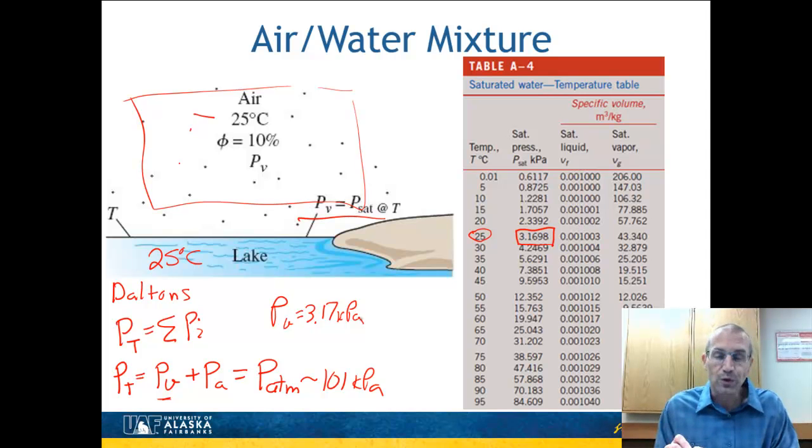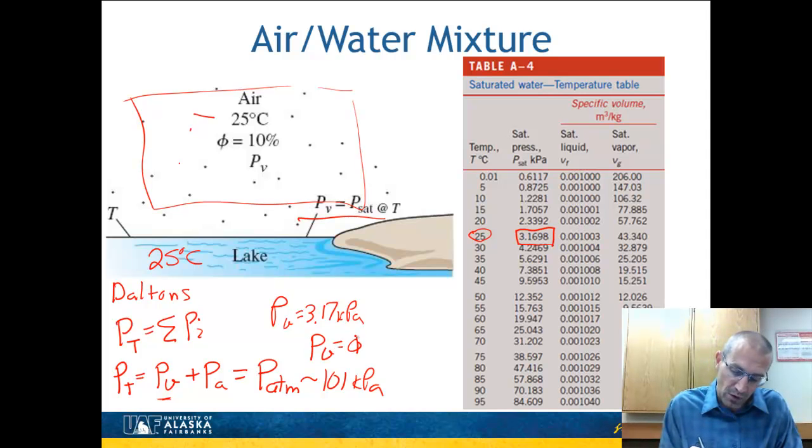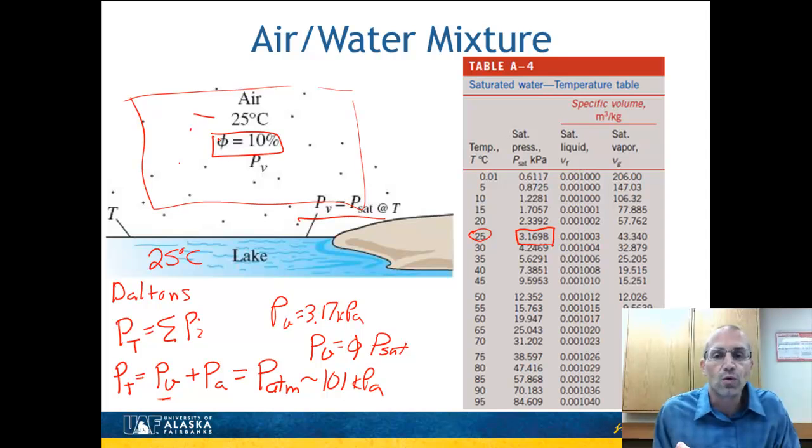Now this is at 100% humidity. You often hear humidity reported in percent, which is simply what percentage of P sub V, or really what percentage of P sat, is in there. So in that case, I would have P V is equal to phi times P sat, where phi is the percent humidity, say 10% or 0.1.